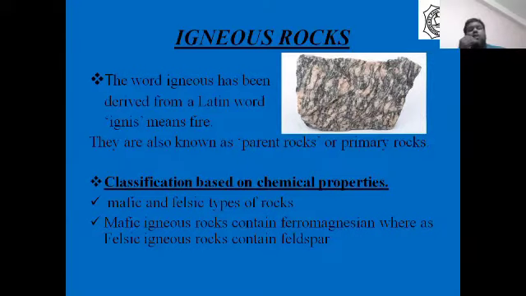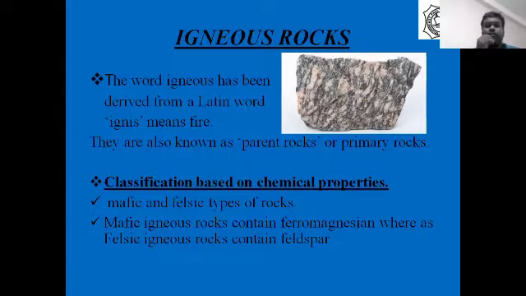Igneous rocks are also called parent rocks or primary rocks. Why is it so? Because all other types of rock, that is sedimentary and metamorphic rocks, have been formed from igneous rock. That is why igneous rock is known as parent rock or primary rock.